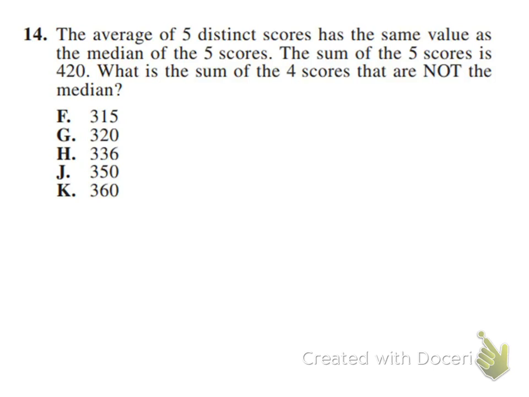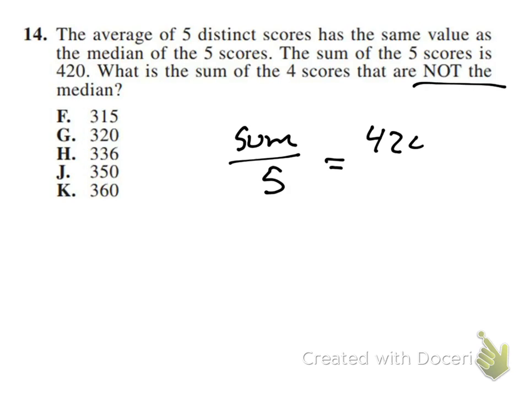The sum of the 5 scores is 420. What is the sum of the 4 scores that are not the median? So really what they're asking us to do is find the median and subtract it from the sum. What is the average of 5 scores? It's the sum divided by 5. Well, they gave us the sum. The sum is 420. 420 divided by 5 is 84, right? Which is the median and the mean, the average.